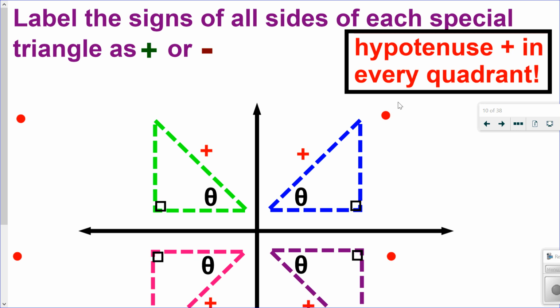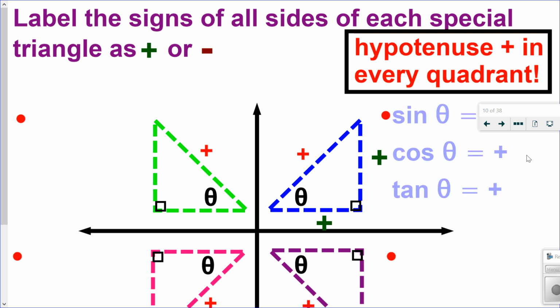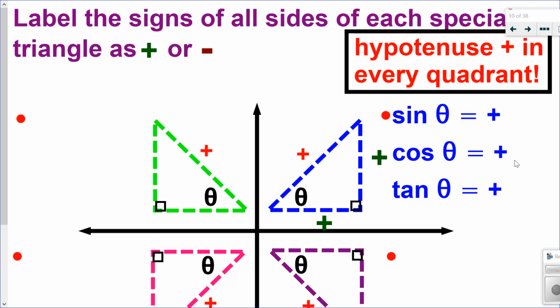Now in quadrant number 1, my x values along the x-axis are positive, my y values are also positive. Since all of the sides are positive, that means all of my trig ratios are positive. Okay, I'm going to go somewhere with this, I promise.